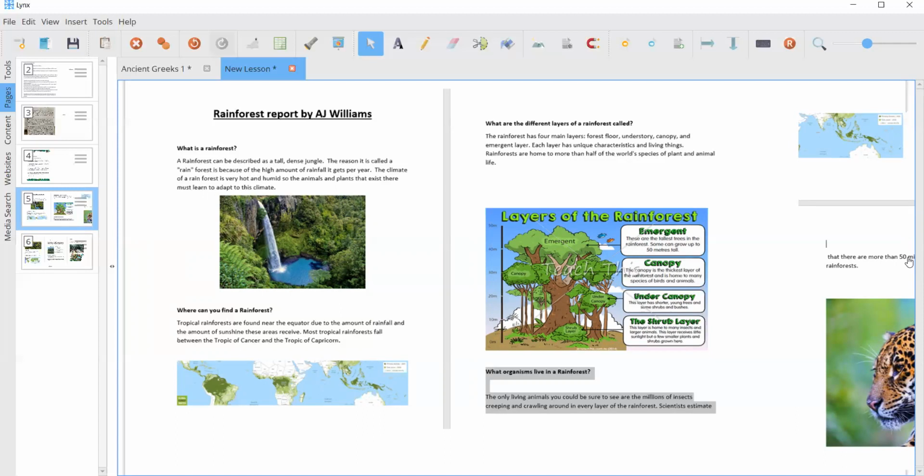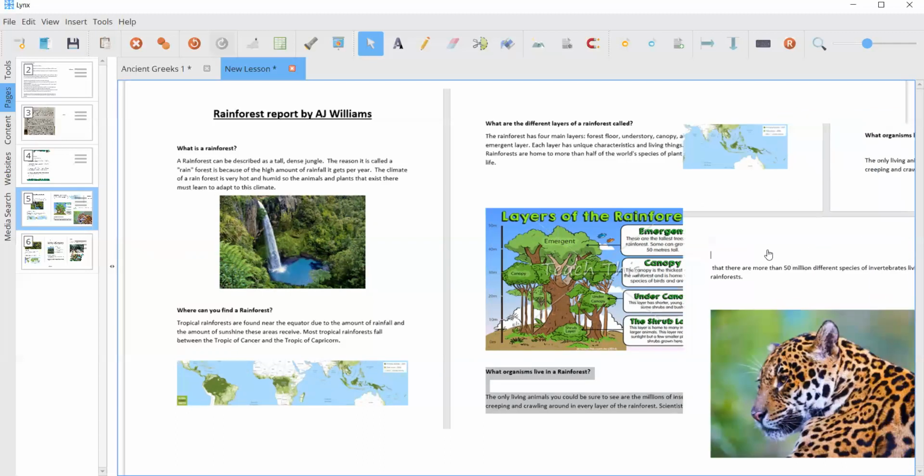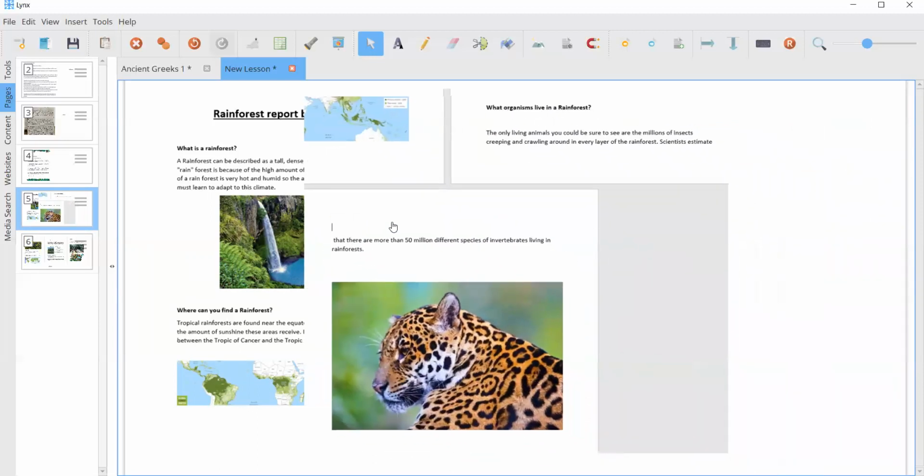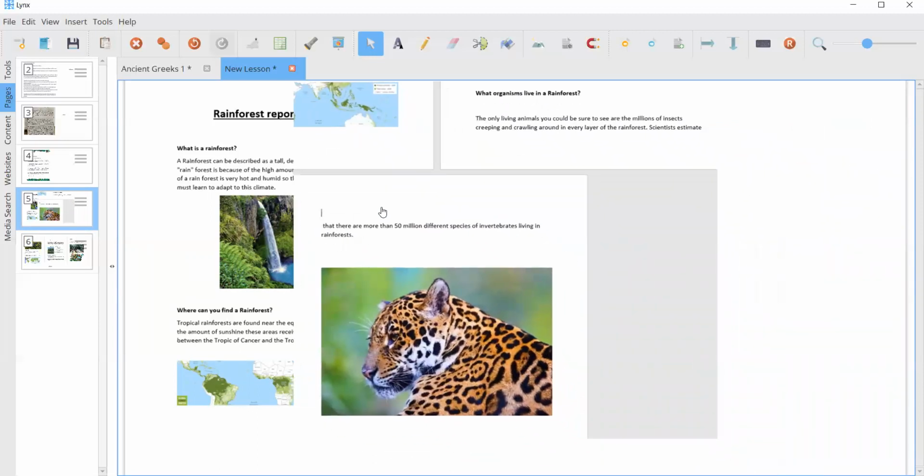Now, what organisms live in a rainforest? If you've used that term, that's very good as well. The only living animals you can be sure to see are the millions of insects creeping and crawling around in every layer of the rainforest. So animals and insects. Don't forget they're different things, animals and insects. And then scientists estimate there are more than 50 million different species of invertebrates living in the rainforest. That is an incredible fact.